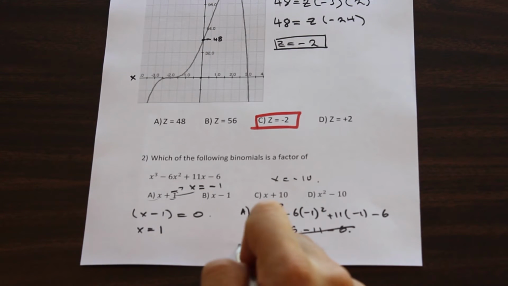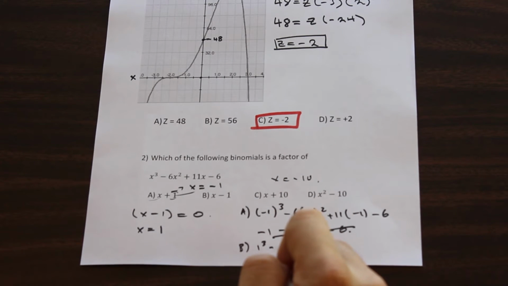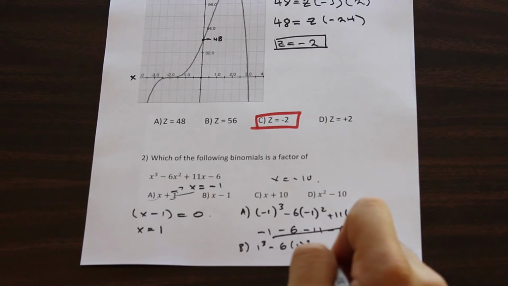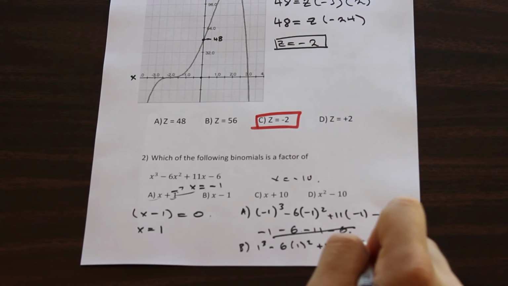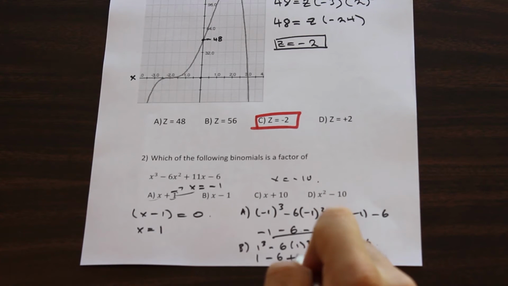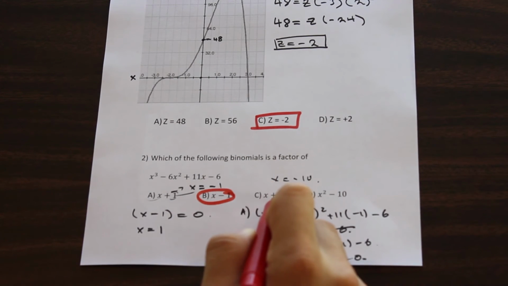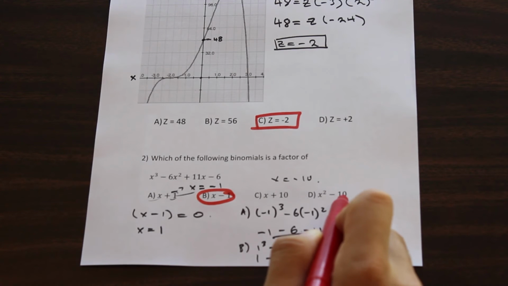Let's try b. So for b, let's plug in 1. So we have 1 cubed minus 6 times 1 squared plus 11 times 1 minus 6. Then we have 1 minus 6 plus 11 minus 6. And as you can see here, we have 12 minus 12, and that's going to be equal to 0. So once we find which one is equal to 0, we can stop and say that we found the answer. We don't even have to try -10 or root 10.